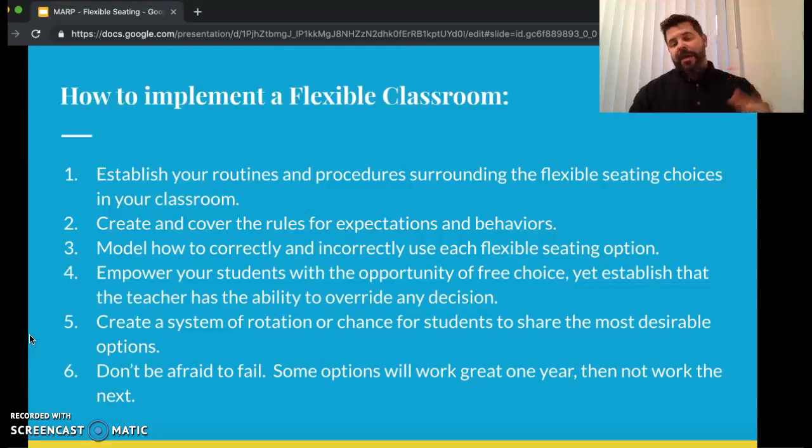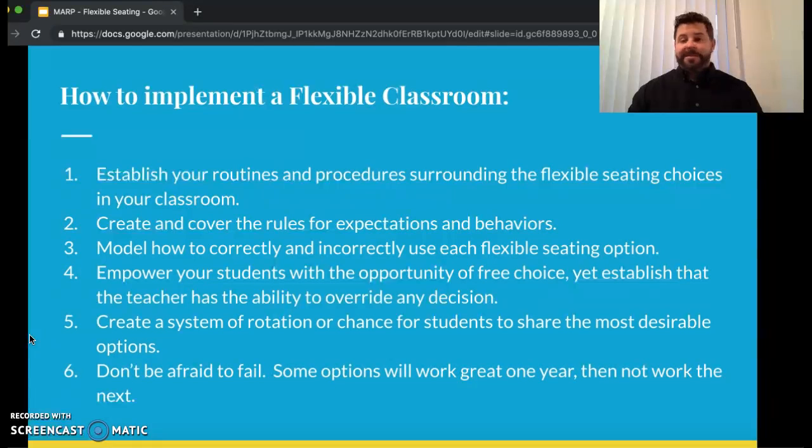And so really empowering your students in that way, like, I'm giving you the power. You have the choice to make the right decision here. So with flexible seating options, it really is all about your routines and procedures early on. Creating a system of rotation that seems fair to the students, especially for the most desirable options.